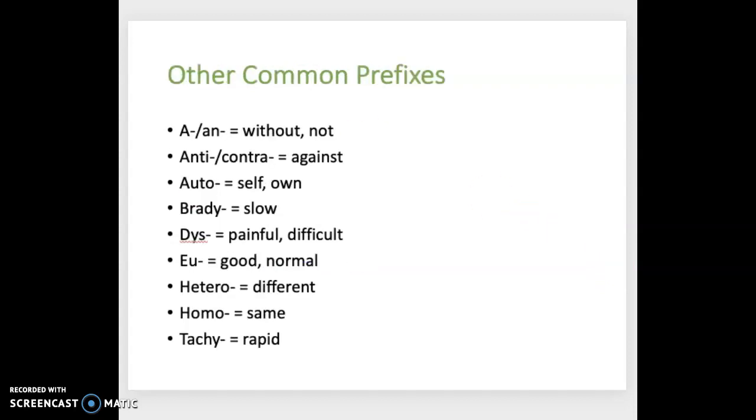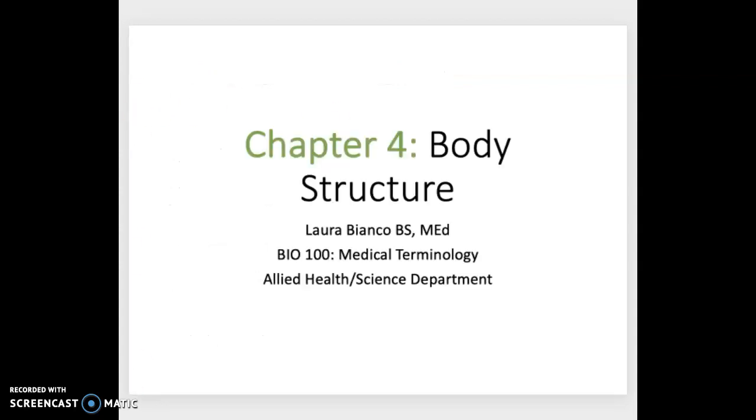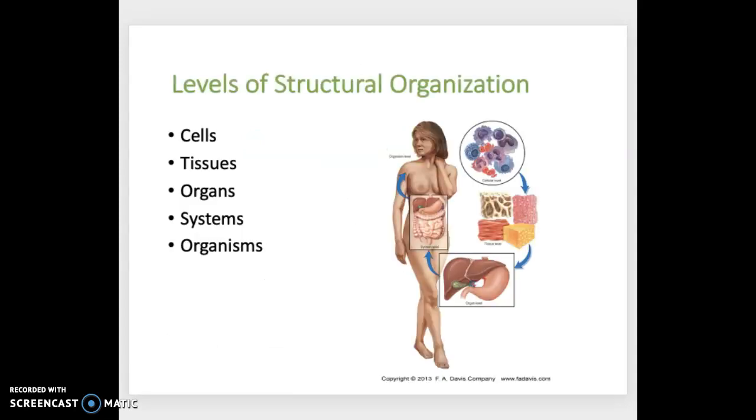And then lastly, just some other commonly used prefixes. Whenever you see a word that starts with A or AN, it means without or not having. So an example would be anoxia. That means without oxygen.